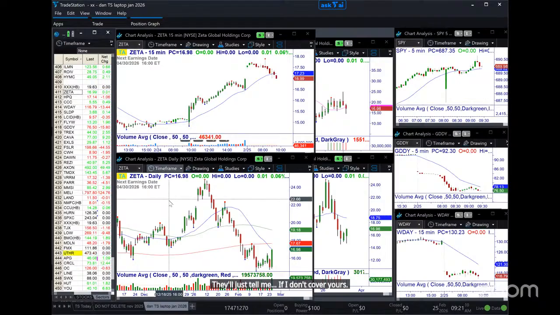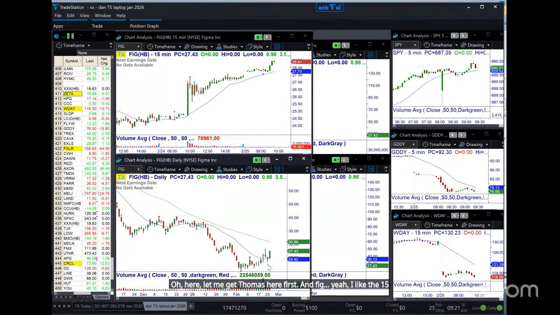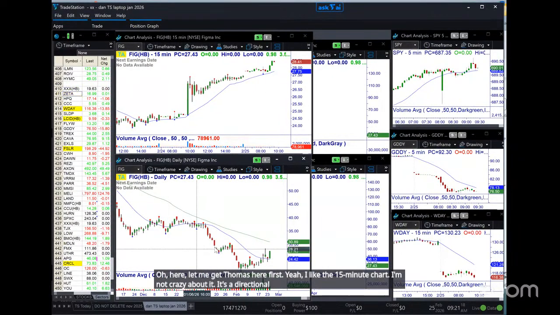Oh, here, let me get Thomas here first. Fig. Yeah, I like the 15-minute chart. I'm not crazy about it as a directional, but put spread and day trade. CCJ.